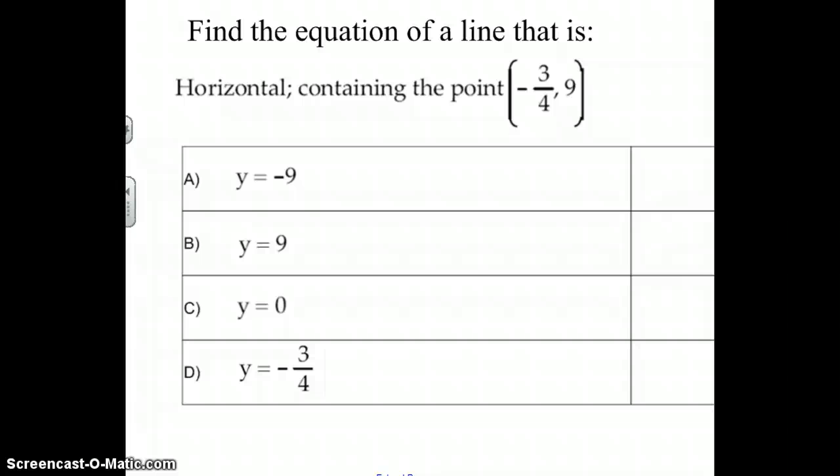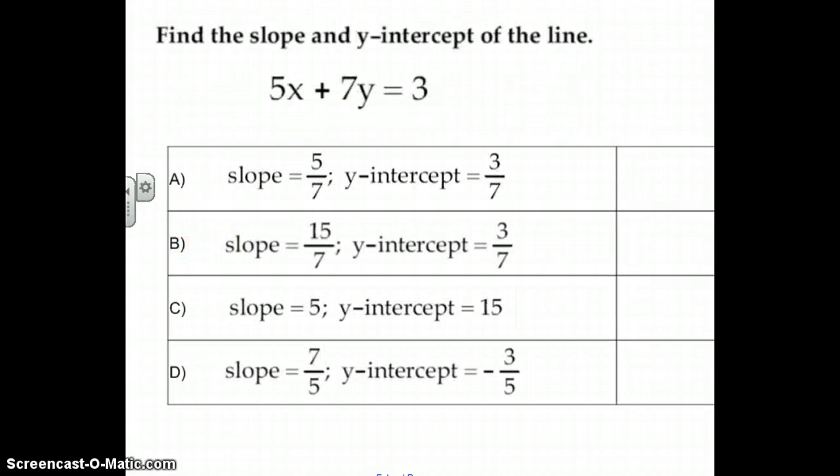Horizontal line containing the point. If it's horizontal, it looks like this, and it's going to be a y equals function, and I can see that the y value is going to be always 9. Finding the slope, I hope you feel comfortable with monkeys wouldn't prefer apples over bananas. You can pick off the slope really quickly by doing the opposite of the first number divided by the second number. So in this case, negative 5/7.